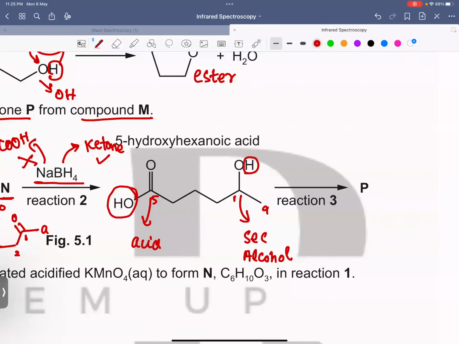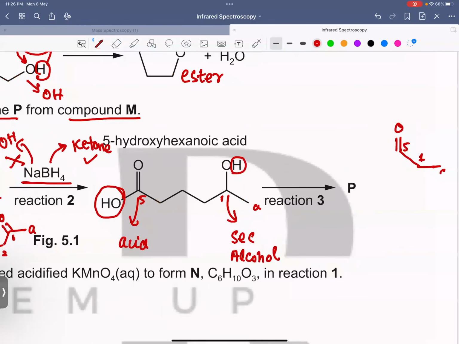So as a result, this C double bond O carbon is going to bond with this carbon. This is carbon number 5 and this is carbon number 1, which is further bonded to this A carbon, which is the side chain. Now, here I have carbon number 2, which is this one. Here I have carbon number 3, and here I have carbon number 4, and carbon number 4 is bonded to carbon number 5. Okay, I made one mistake over here.